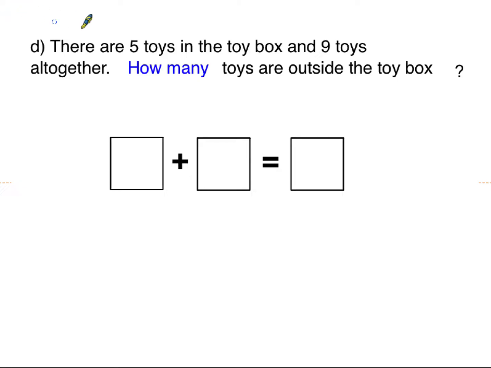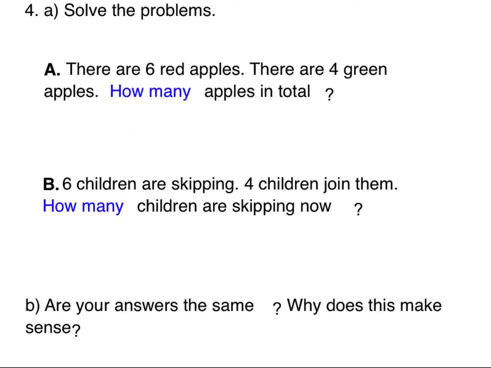There are 5 toys in the toy box and 9 toys altogether. Okay. We know there are 9 toys altogether. Total. We know we have 5 toys in the toy box. How many toys are outside the toy box? Grab the 5, count till 9. 5, 6, 7, 8, 9. 4 are outside.